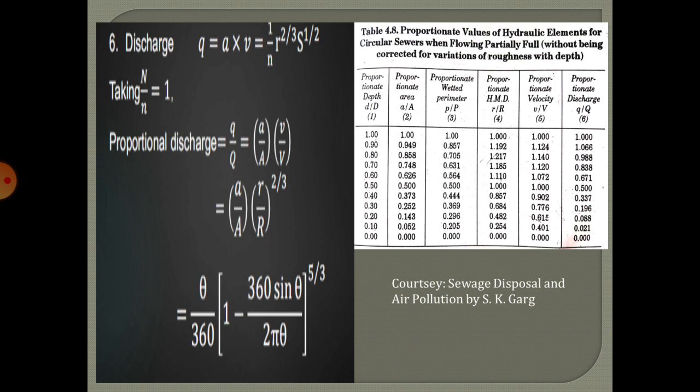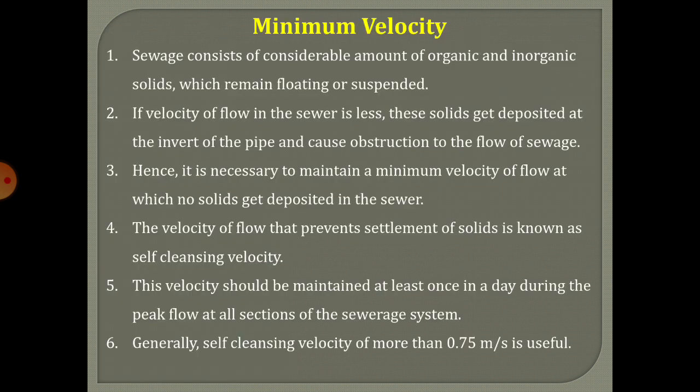For the proportionate values of hydraulic elements for the circular sewer when flowing partially full, the above parameters can be referred to for calculating the sewer dimension.